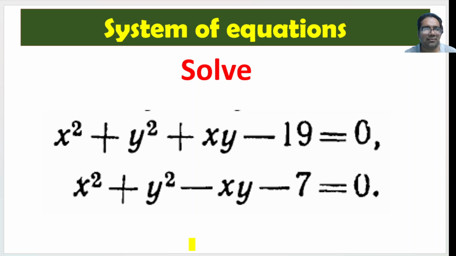If we just add both of them, then this xy and xy will cancel, right? If we just subtract one from the other, this x² + y² will vanish, and we'll be left with xy. In one of these operations, we'll be left with x² + y², and in the other operation we'll be left with xy. That's how we can solve this.